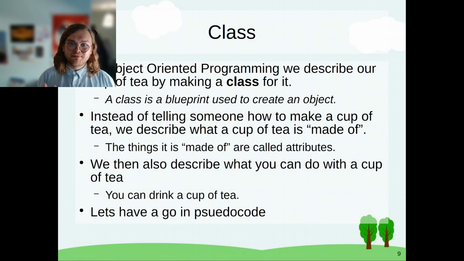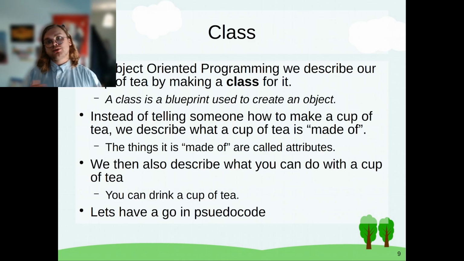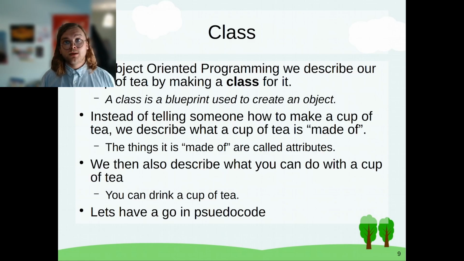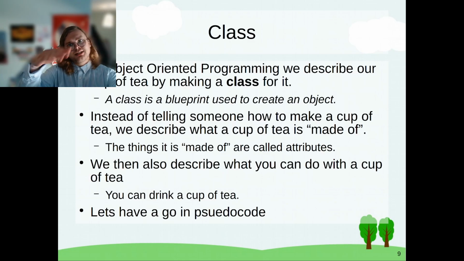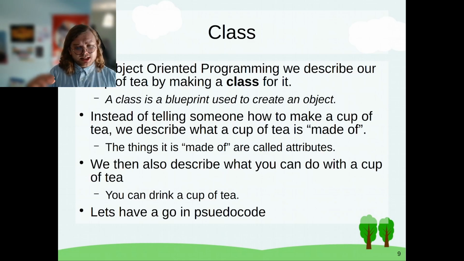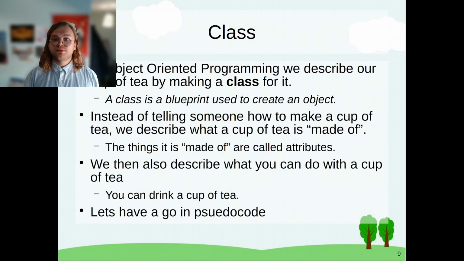Now, a class is a blueprint used to create an object. So, if you think about what we did at the start of the lesson, we gave someone instructions on how to make a cup of tea, right? But instead of that, we're just going to give someone a list, essentially, that contains everything in a cup of tea, along with a list of the things that you can do with a cup of tea. So you can drink a cup of tea, right?